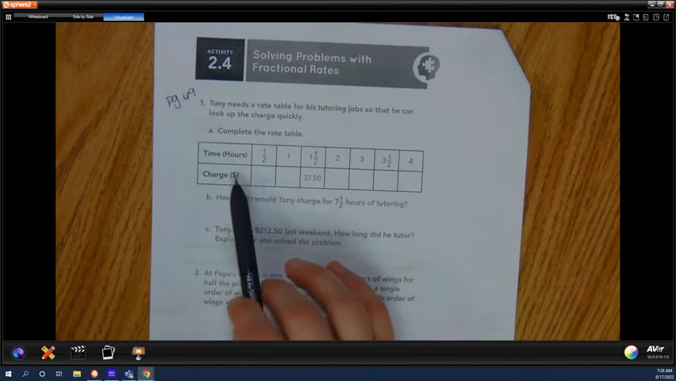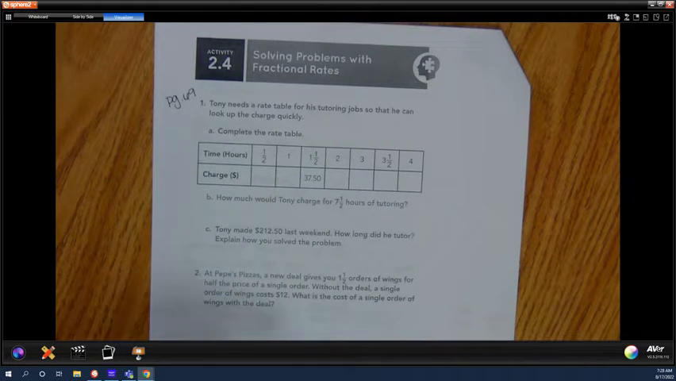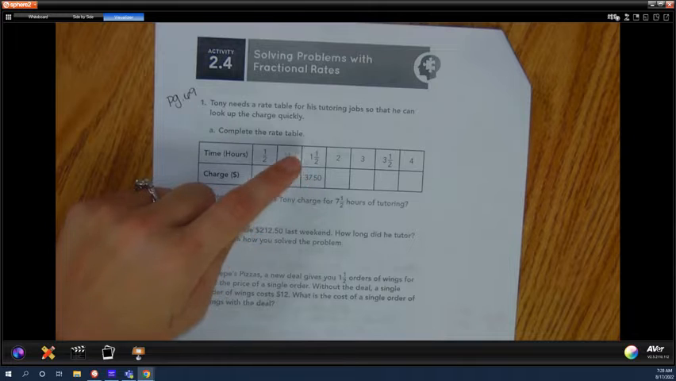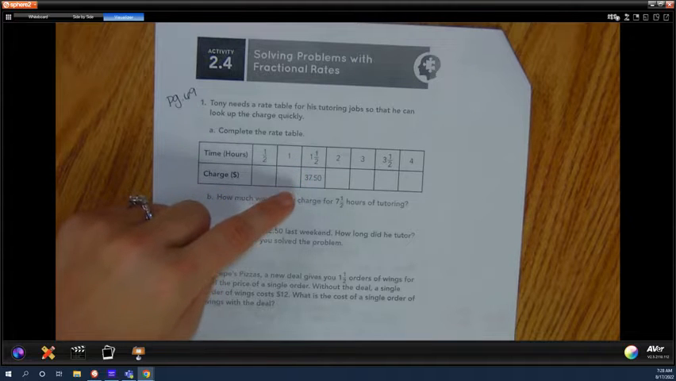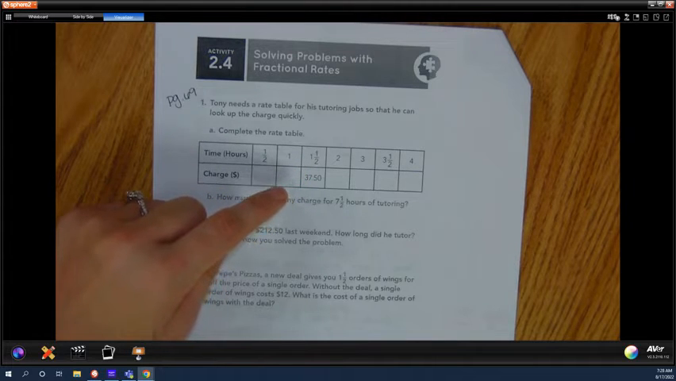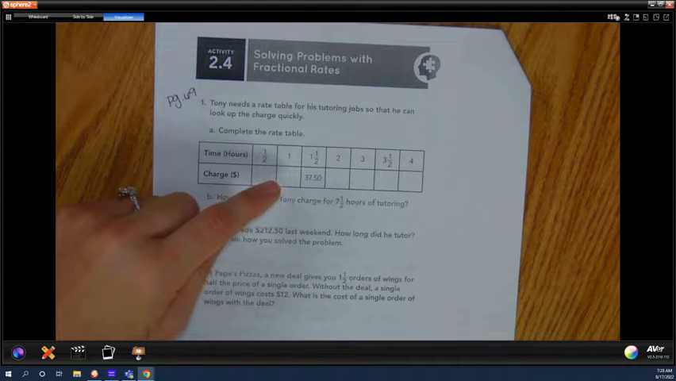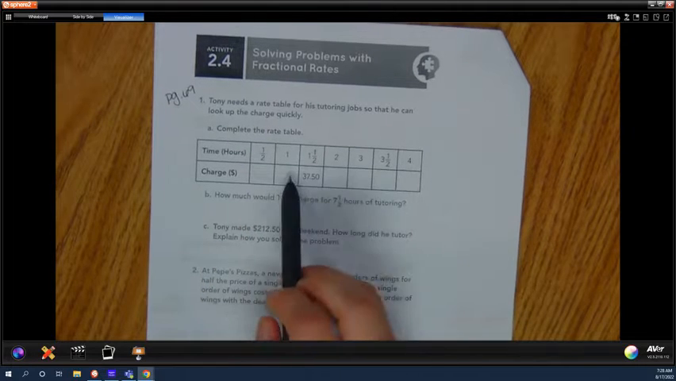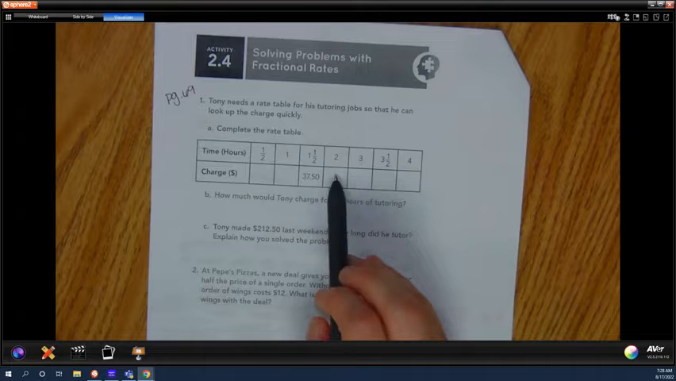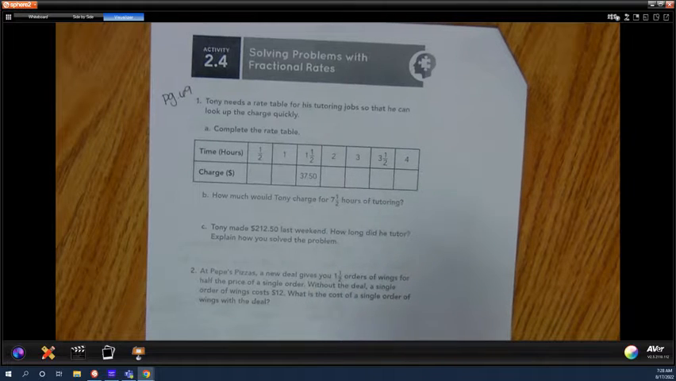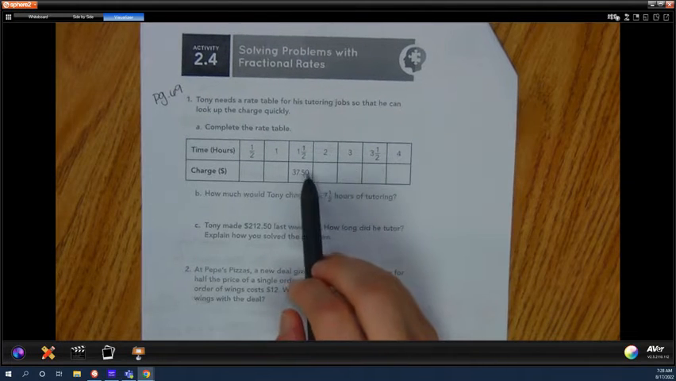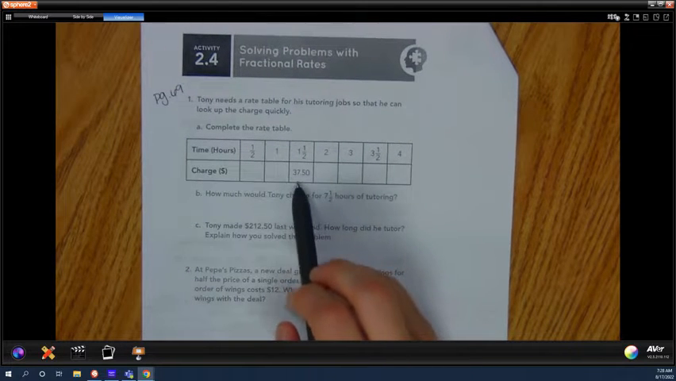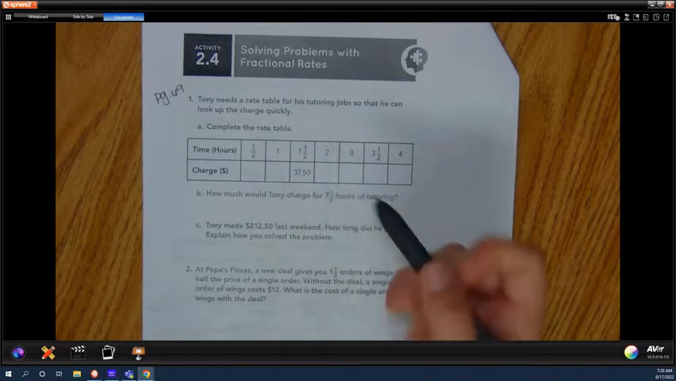All right, so I've got time on top and then I have charge on bottom. Well, it looks like I can see that in 1.5 hours, I earn $37.50. Okay, so I need to figure out how much do I earn in 1 hour, half an hour, 2, 3, 3.5, and 4. All right, so what I'm going to do is I'm going to take the amount that I earn and I'm going to divide it by 1.5.